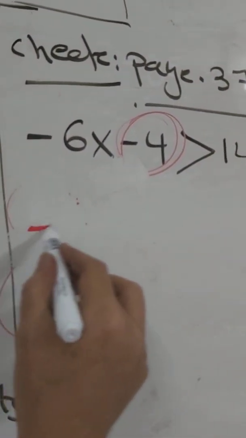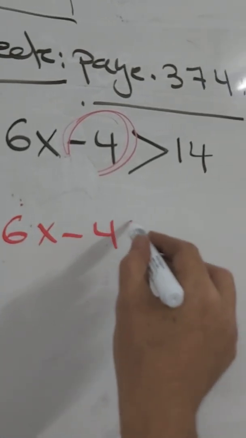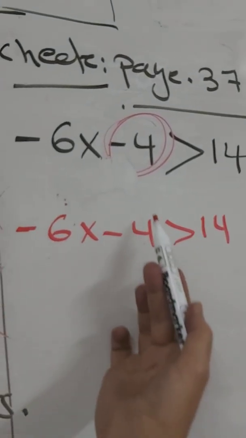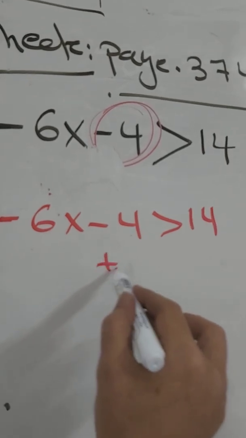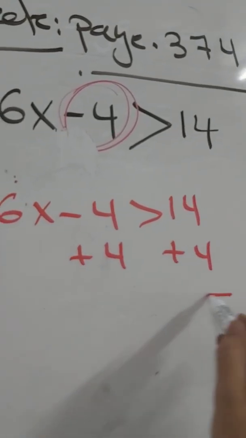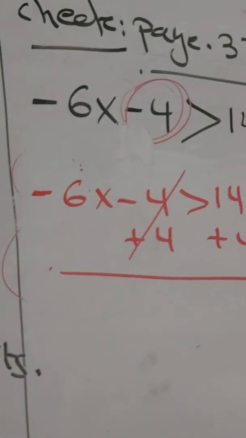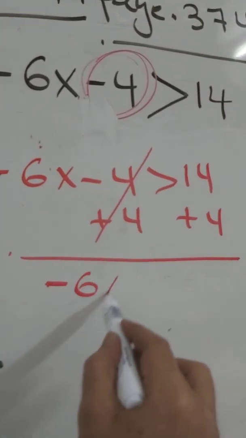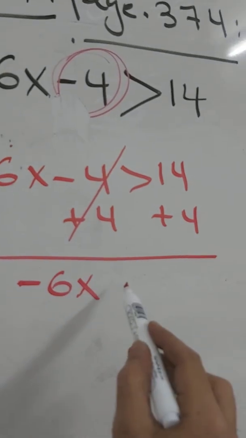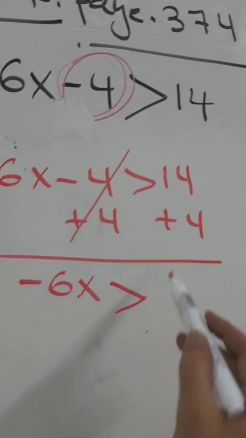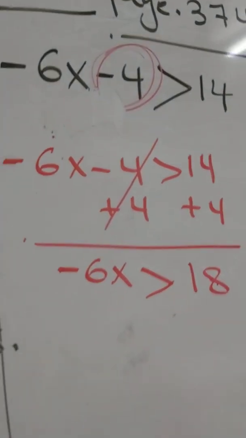So negative 6x, I will rewrite the inequality. And I want to get rid of this negative 4 by adding 4 on both sides. Now negative 4 plus 4, it's gone. Still negative 6x on this side, and the inequality sign comes down. And here you add 14 plus 4, which is 18.